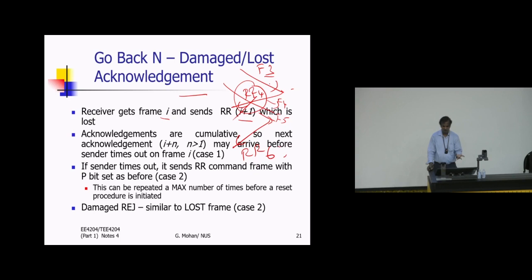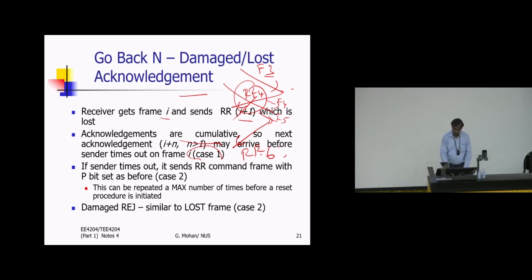Even though the sender did not receive RR4, even though the receiver doesn't know that it lost RR4, RR6 is received, there's no problem at all, no issue, right? Since the acknowledgements are cumulative, there's no issue. That is case 1. If RR6 is received before the sender times out, that's no problem.